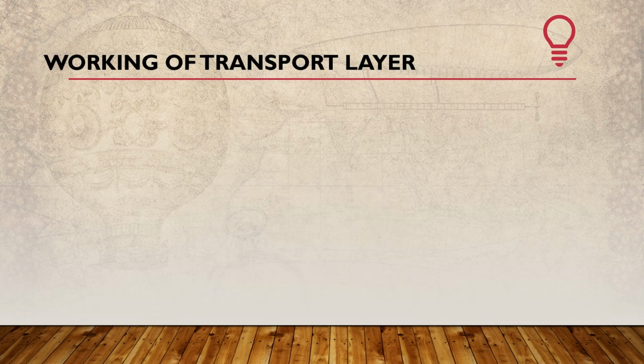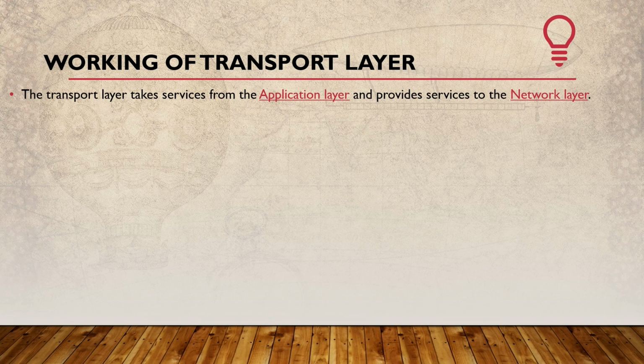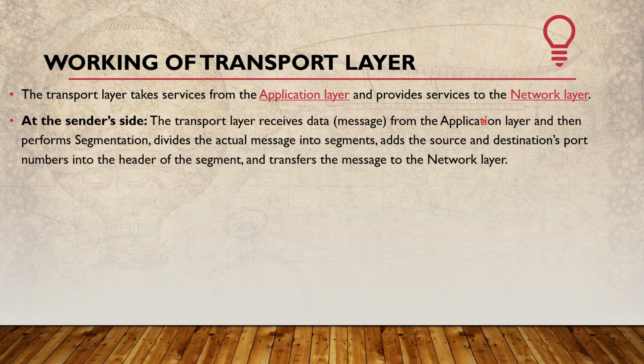How does the transport layer work? The transport layer takes a service from the application layer and provides services to the network layer, and vice versa. At the sender side, the transport layer receives data, which is a message, from the application layer. Then it performs segmentation, divides the actual message into segments, adds the source and destination port numbers into the header of the segment, and transfers the messages to the network layer.